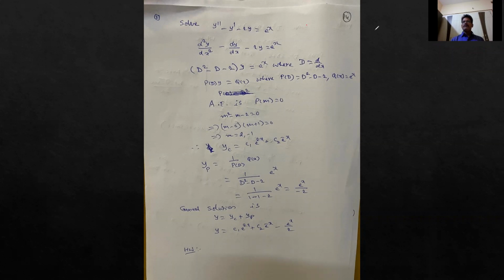Let's see another problem. Solve D square plus 4D plus 4 of y equal to e power 2x minus e power minus 2x. Comparing with P of D of y equal to Q of x, where P of D is equal to D square plus 4D plus 4, so Q of x equal to e power 2x minus e power minus 2x.